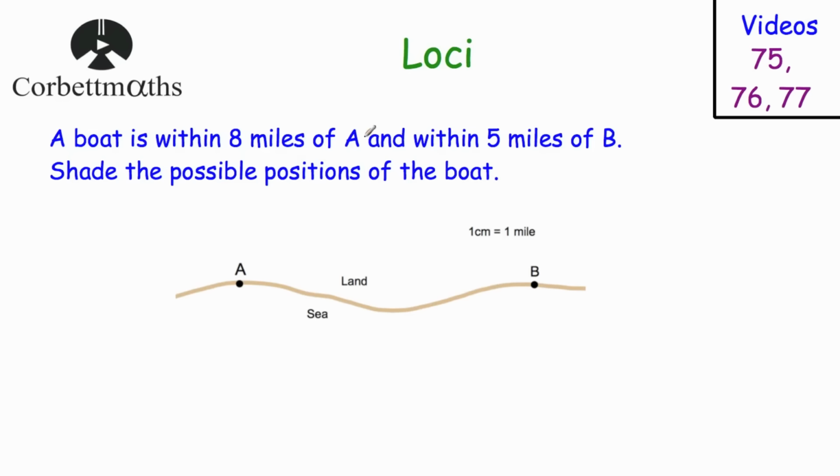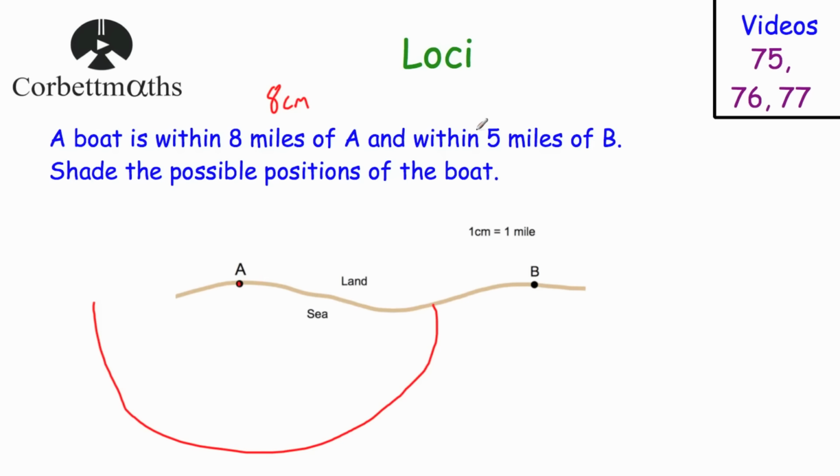So we know that it's within 8 miles of A. And we know that 1 centimeter is 1 mile. So what I would do is I would measure 8 centimeters, and I would set my compass so that it is 8 centimeters. So I put the point of the compass on A, and I would put my pencil so it's 8 centimeters away. So I put my pencil where the sea and the land meet, and I would draw a circle. And this circle has got a radius of 8 centimeters, and it would look something like this. It's a freehand sketch, sorry. It's got a radius of 8 centimeters, and it's a circle that looks something like that.